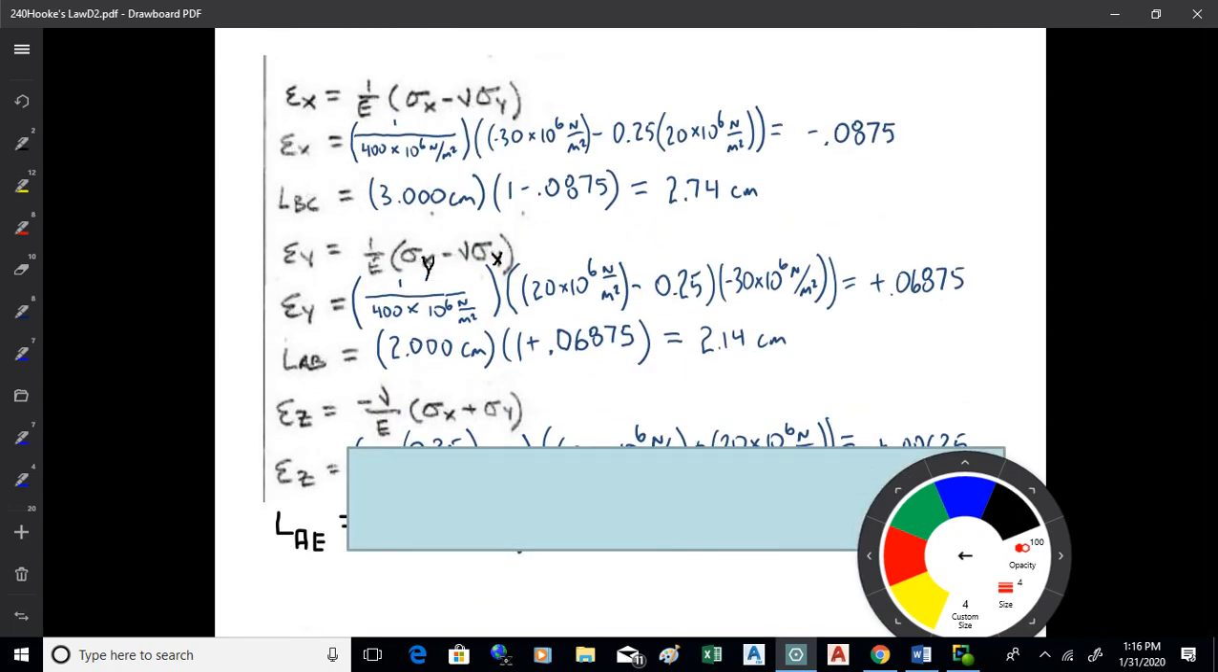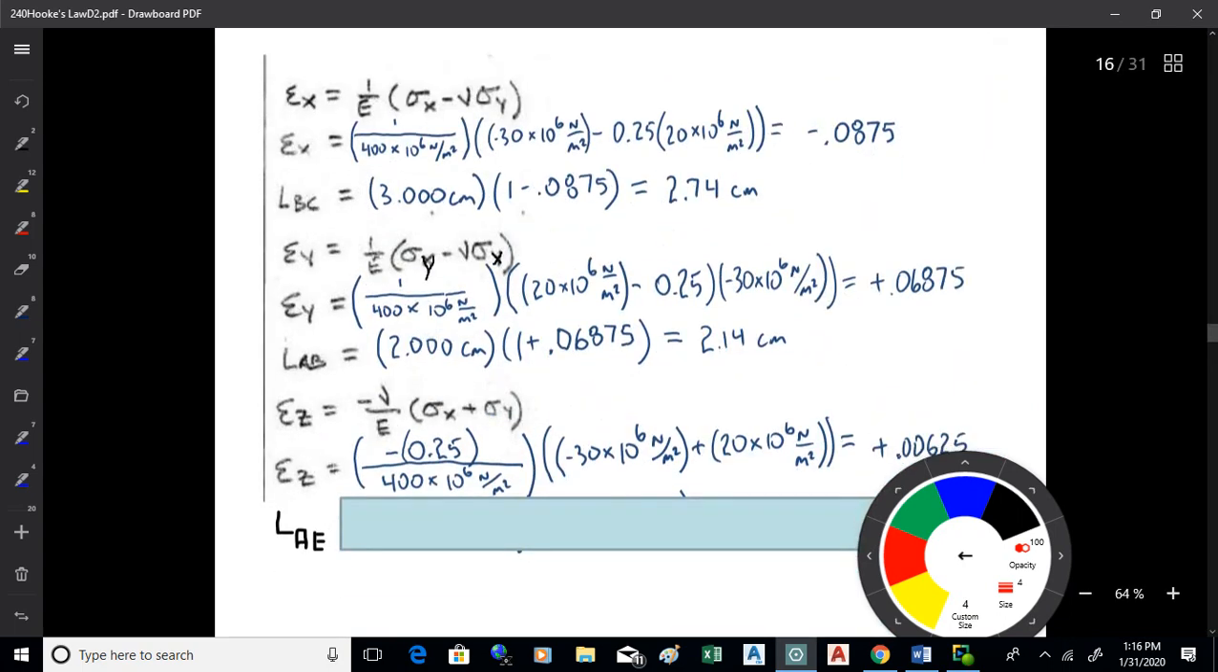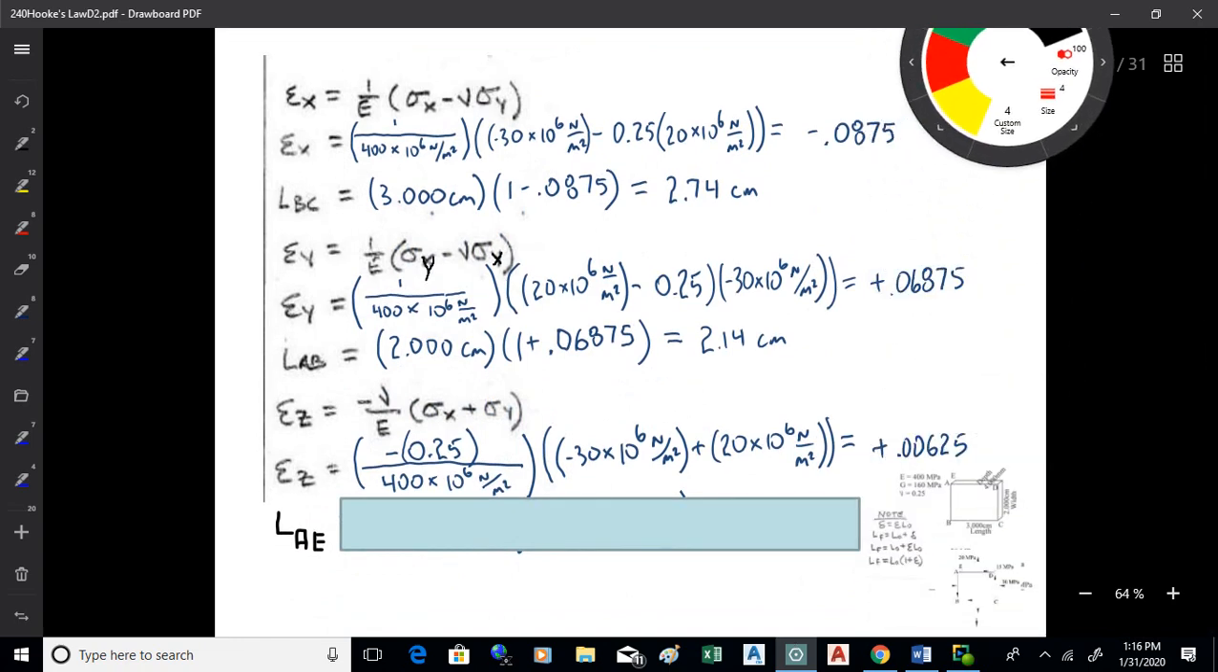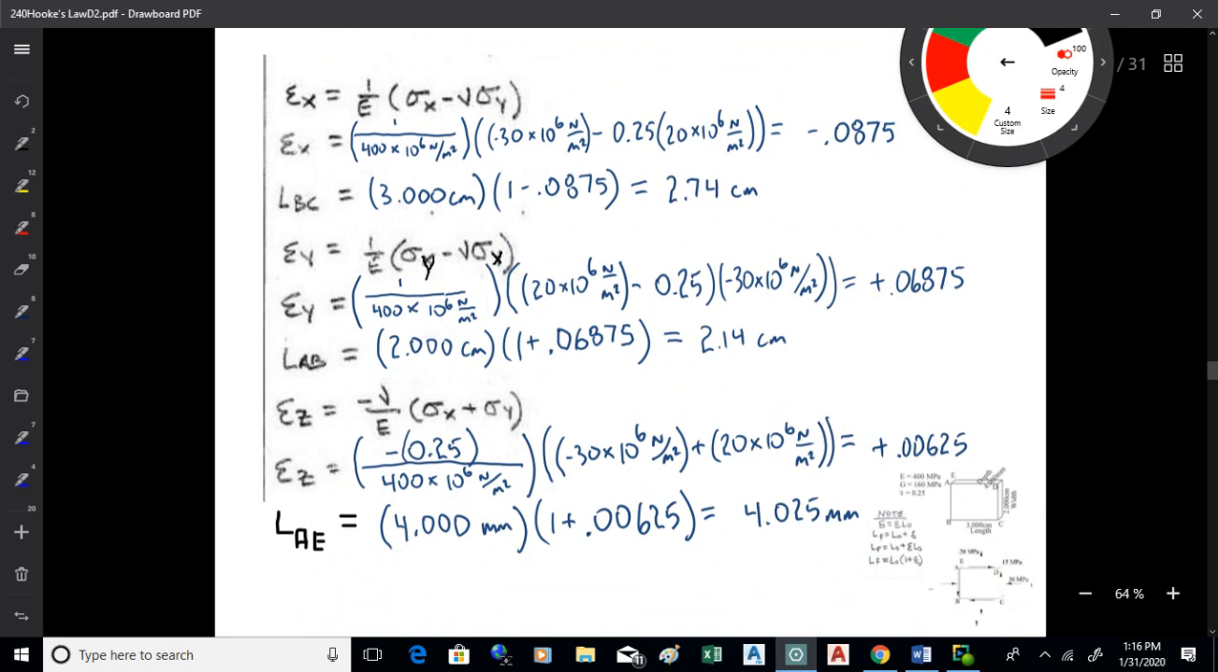Okay, then we got epsilon z. Both stresses are lateral to epsilon z, so it's minus nu over E times sigma x plus sigma y. Just remember your signs and all that. So we get negative 0.25 over 400 times 10 to the 6 times negative 30 times 10 to the 6 plus 20 times 10 to the 6. And what we get out of that then is 0.00625. So that length will get a little bit longer, 0.625% longer. So that'll just get a little extra lengthening there, 4.025 millimeters.